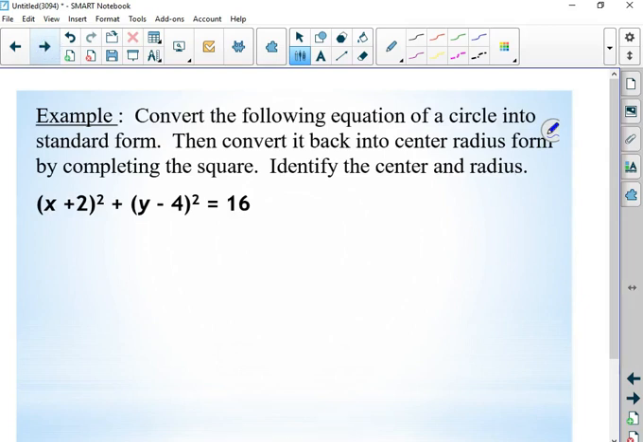Alright, convert the following into standard form and then convert it back. Now it says then identify the center and radius. If you look at this, you can already identify the center and radius right now. You know the center is going to be opposite of 2 and opposite of negative 4. And square root of 16 is 4. You already know that. If you want to write it down now, you can. But we're going to come back to this form.